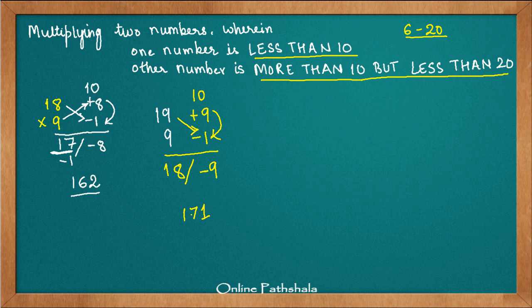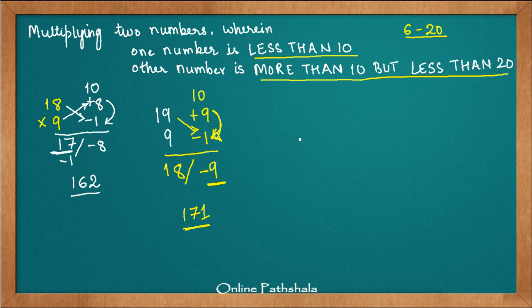So 171 is the final answer. Now in both of these cases, we saw that when I multiply this column, the second column that we form, the number in the units place is always a single digit. But there will be cases when you don't get a single digit number, but you will get a double digit number. Now how do you tackle that scenario over here?